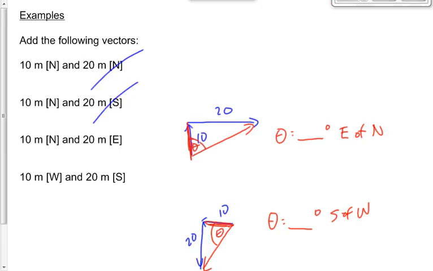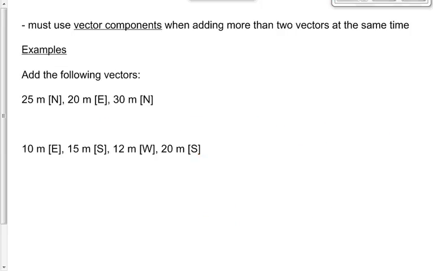In both of those problems that we did on Thursday, and in the example we just did a minute ago, we had two vectors that we had to add together. We automatically got the ultimate goal, which was the right-angled triangle. What if we have three vectors? What if we have a situation like this, where we have 25 meters to the north, 20 meters to the east, and then 30 meters to the north? Well, we still have to draw a vector diagram following the same rules, but the ultimate goal isn't met right away. We don't get a right-angled triangle right away.